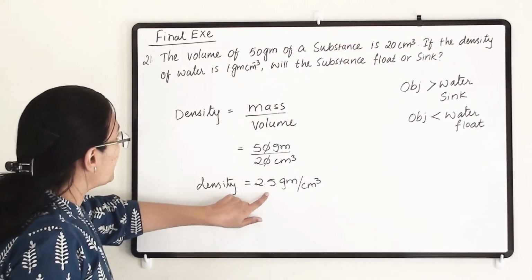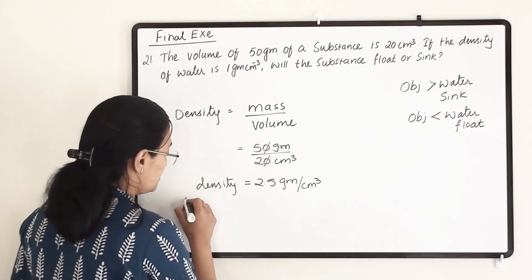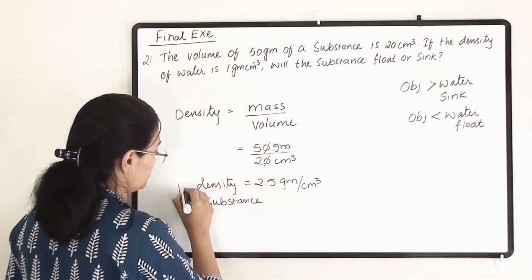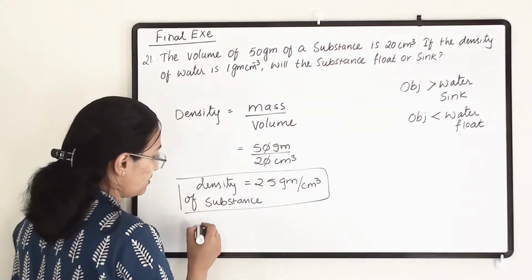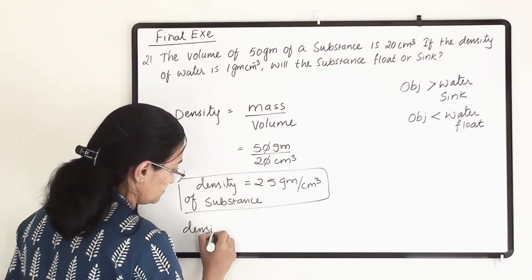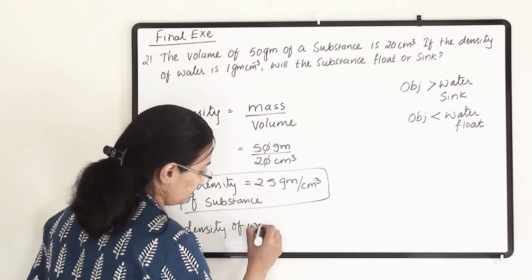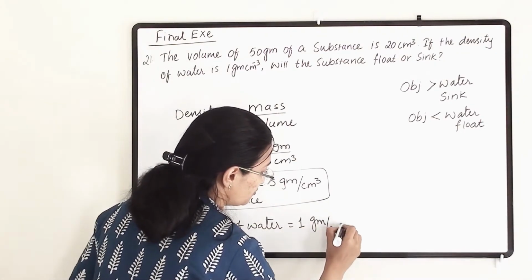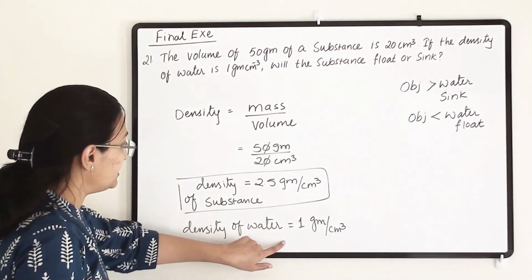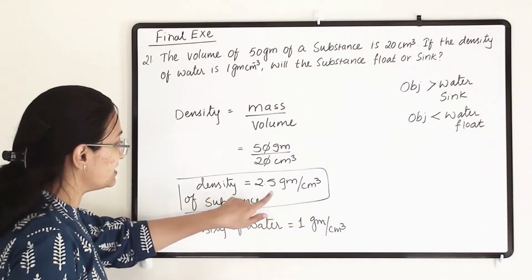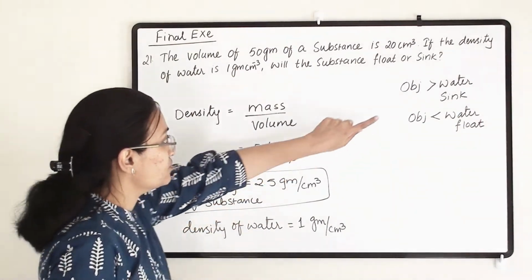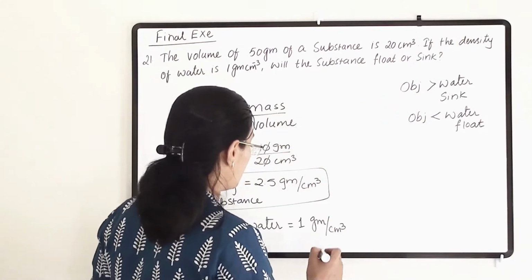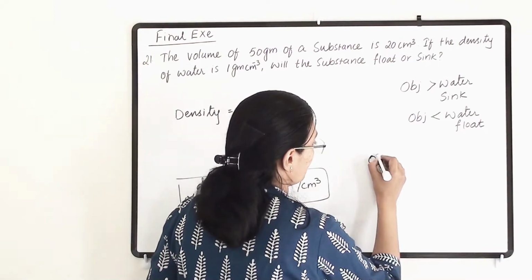Now we need to compare this with water. So density of substance is this. This much is the density of the substance. Now density of water equals 1 gram per centimeter cube. That is the density of water. Clearly, water's density is lesser than the density of the substance. So when object's density is more compared to water, then it will sink. So here we are going to write that.